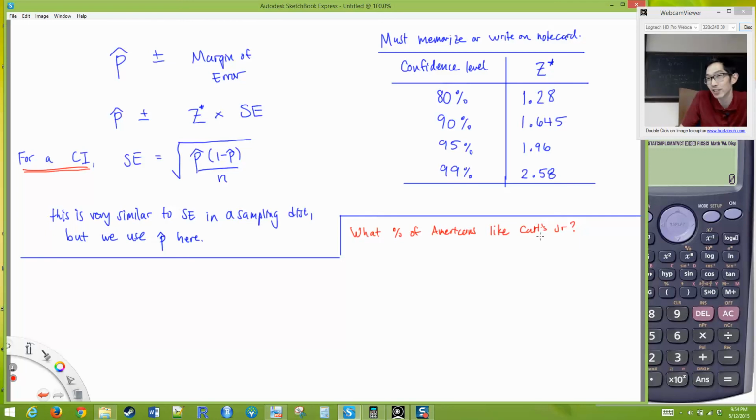So let's say we survey 200 random Americans. Out of those 200 people, how many say yes? So the vegetarians will say no. Who else says no? Vegans and vegetarians. So what percentage of people do you think like Carl's Jr.?